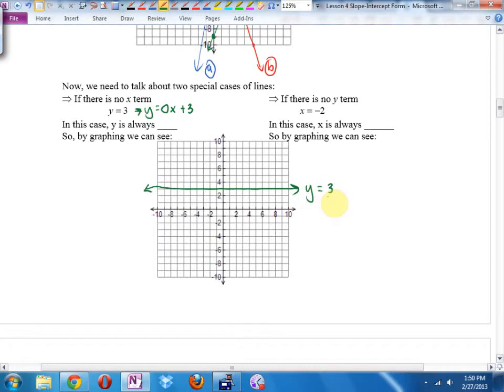What would y equals negative 1 look like? It'd be a horizontal line. How high? Negative 1 high.